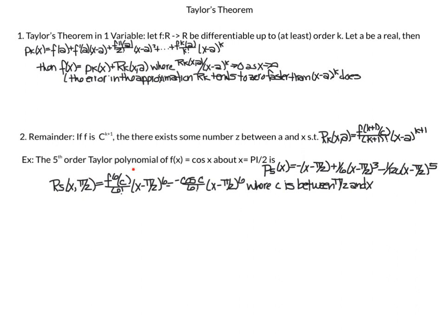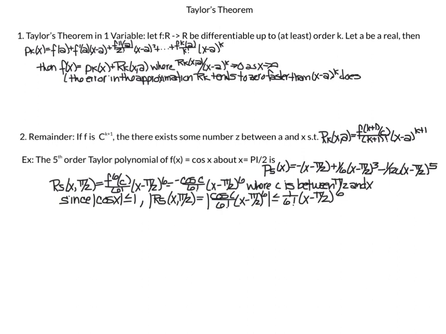So for our estimate of the error term, our remainder, we're going to take the sixth term of our polynomial, and that's going to end up being minus cosine z over 6 factorial times x minus pi over 2 to the sixth. And since cosine is less than or equal to 1, that gives us a bound for our error approximation. In other words, it's going to be less than or equal to 1 over 6 factorial times x minus pi over 2 to the sixth.